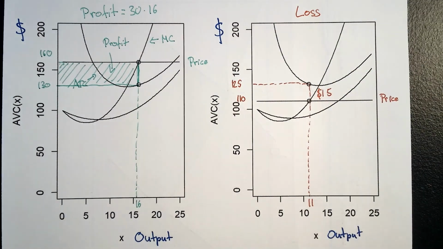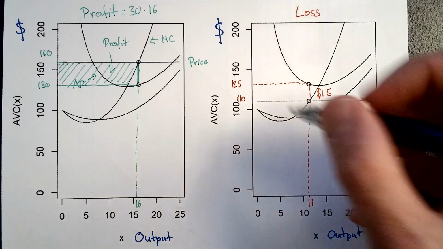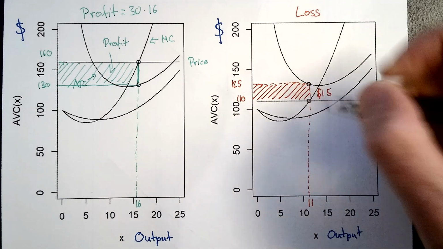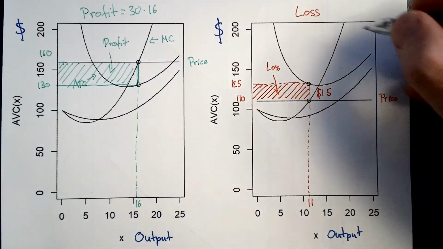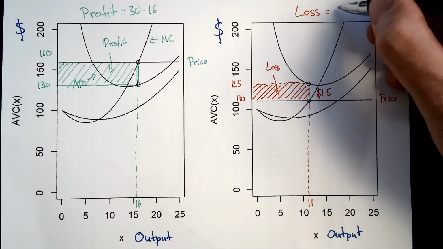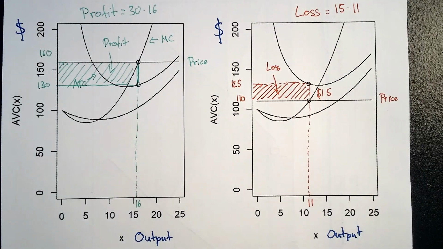Now, because the firm is producing 11 units and it makes a per unit loss of $15, then this area here represents a loss. Specifically, the loss in this case would be the per unit loss of $15 times the 11 units produced. Okay. Note that this type of analysis is going to come back when we are going to talk about perfect competition.